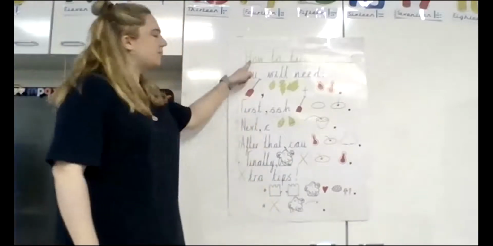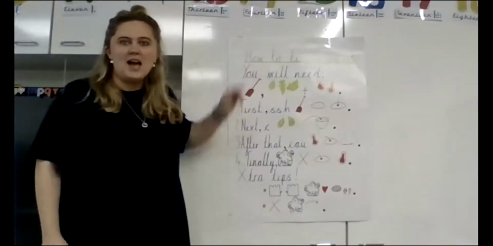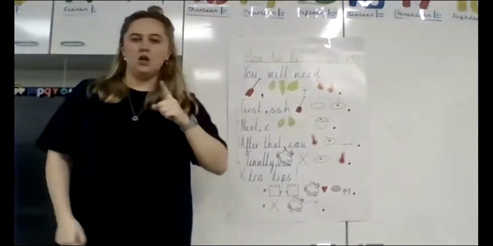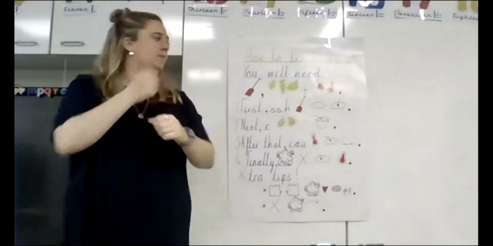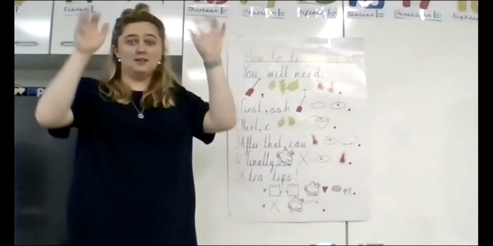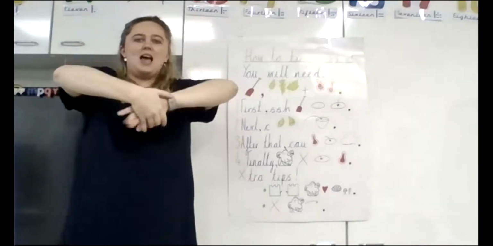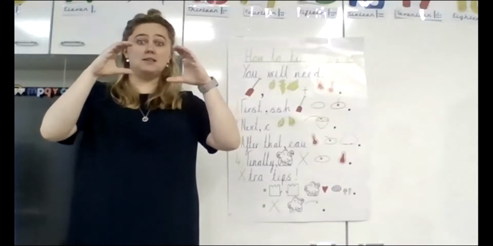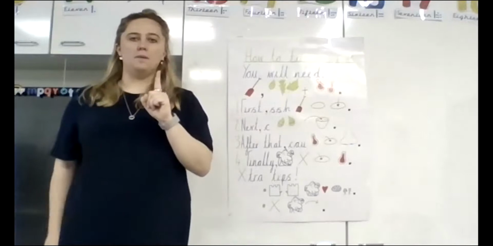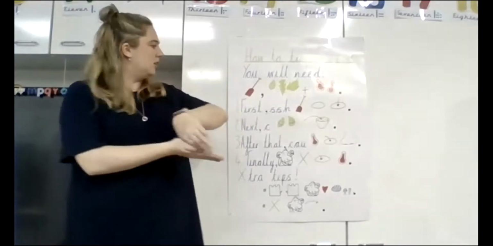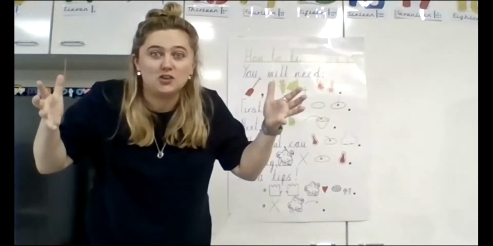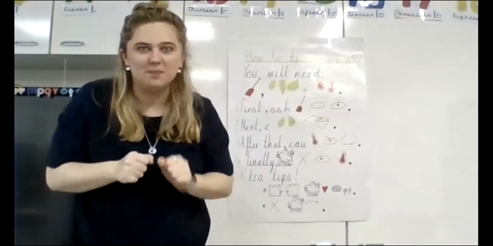Right. You ready? How to trap a giant. You will need a spade, comma, some leaves, and some meat. Full stop. 1. First, comma, quietly dig a very large and deep hole. Full stop.